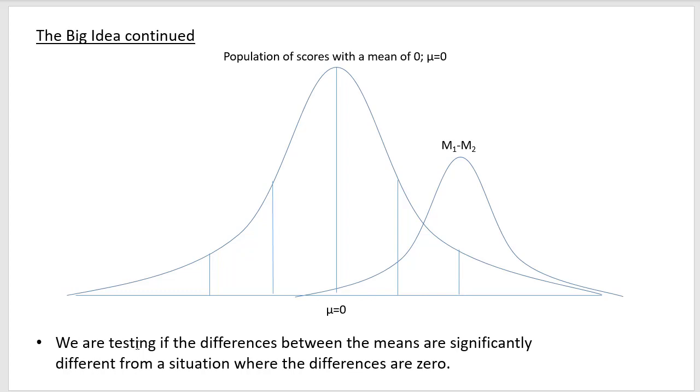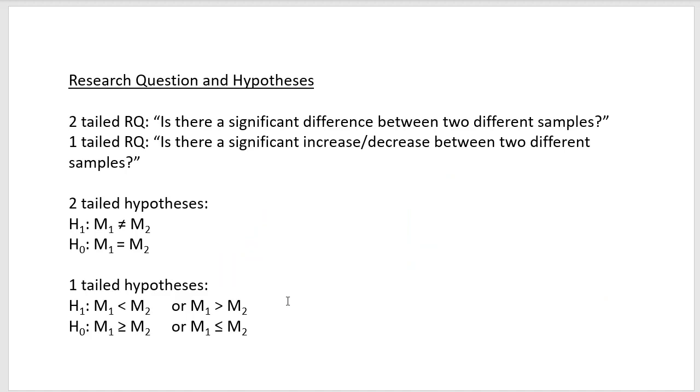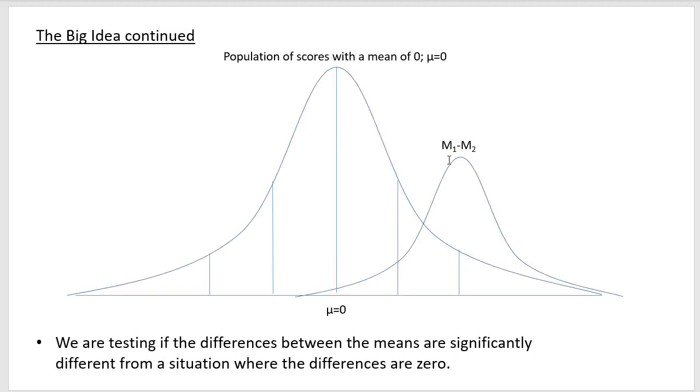So again, we are testing if the differences between the means are significantly different from a situation where the differences are 0. So if we went back to our hypothesis testing, you could also write it as something like M1 minus M2 is less than 0. Okay, something like that. You could write it like that, as if the differences were different than 0, as opposed to comparing the two groups directly to say that one is less than the other. Either one is okay. We can roll with it. But remember, the big deal is that we are testing to see if the mean difference between the two groups is significantly different than 0.